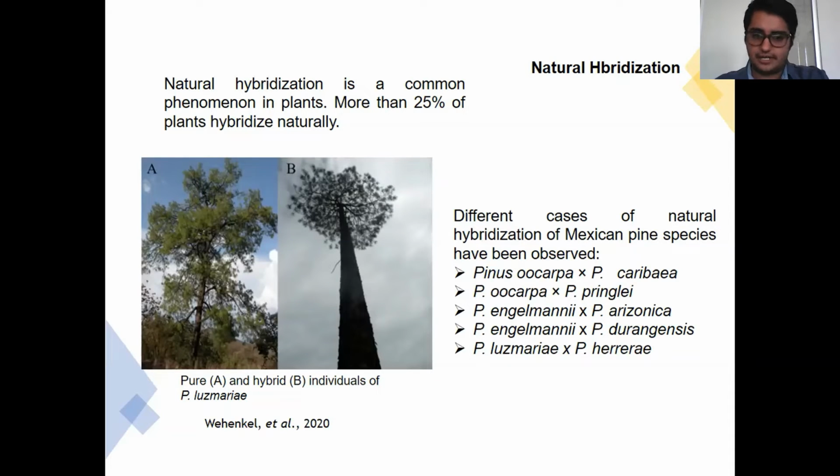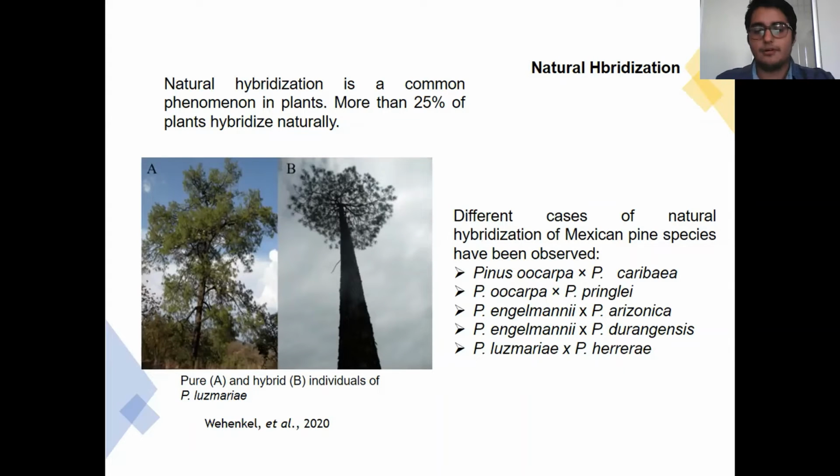And on the right side, we have the hybrid of Pinus luzmariae with genes of Pinus herrerae, and we can see that it is more useful for the industry because it is taller, it is thicker, and doesn't have these branches all around the trunk, so we can make better wood and it can grow better in the field. So we may think that hybrids have better characteristics than pure individuals to survive and grow in the field.